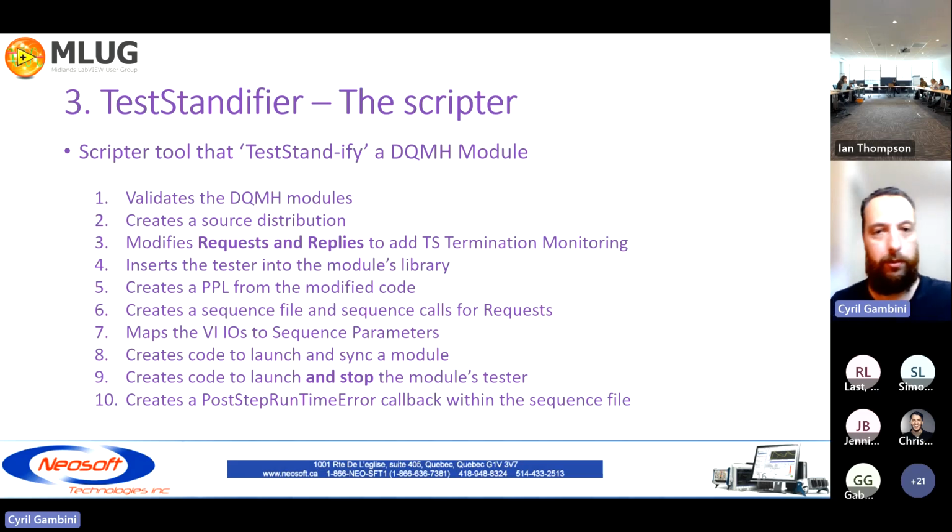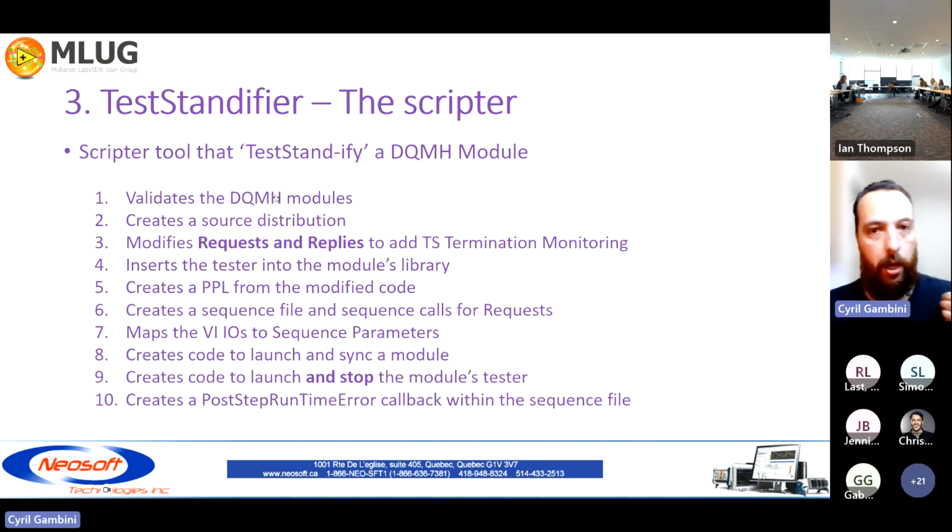So the tester was removed from the basic directory, parts of VIs were modified, and things like this. So they had a bunch of DQMH modules that were not valid DQMH modules, and we ran into bugs because of that. So now we are validating the DQMH module first.